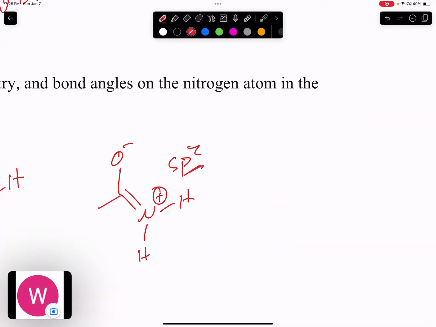The angles would actually be a little bit less than 120, just because this pi bond is pushing down on both of these hydrogens. So these are going to be a little bit closer. This would be a little bit less than 120. What else?